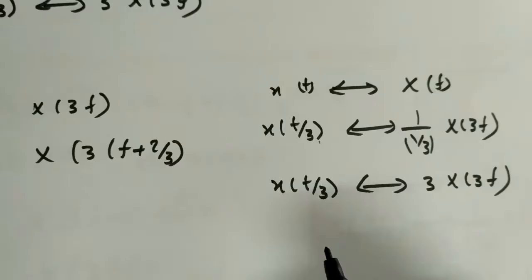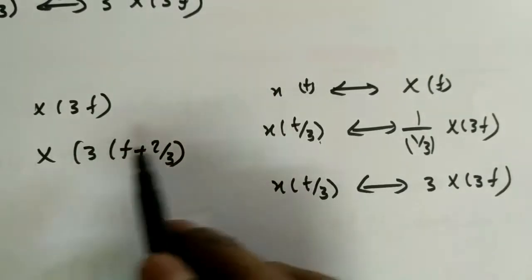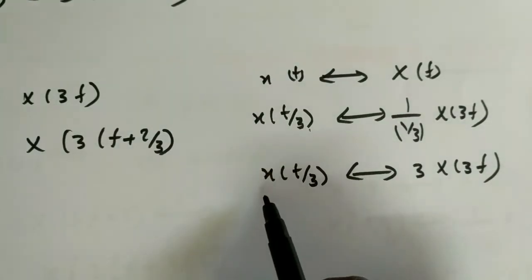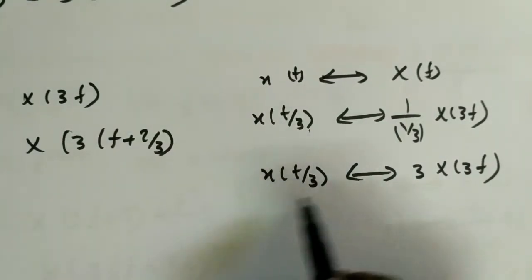We need to apply the frequency shifting property. So when we want frequency shifting, we need to multiply with e power j omega naught t in the time domain.